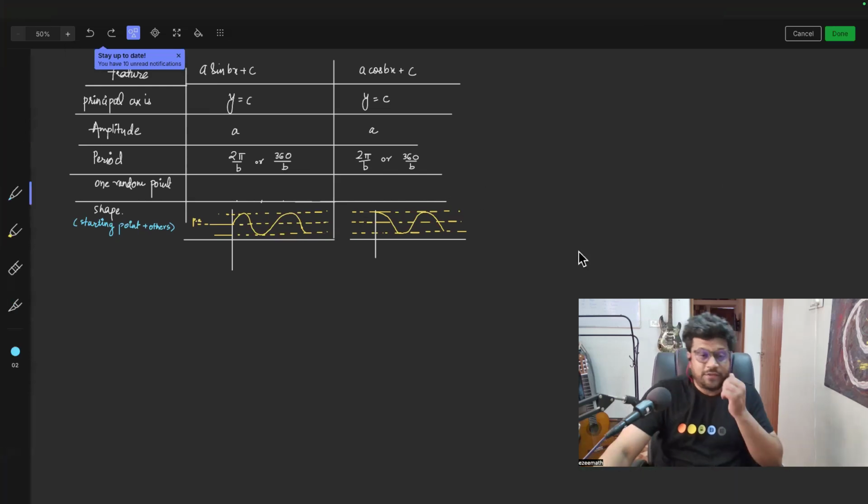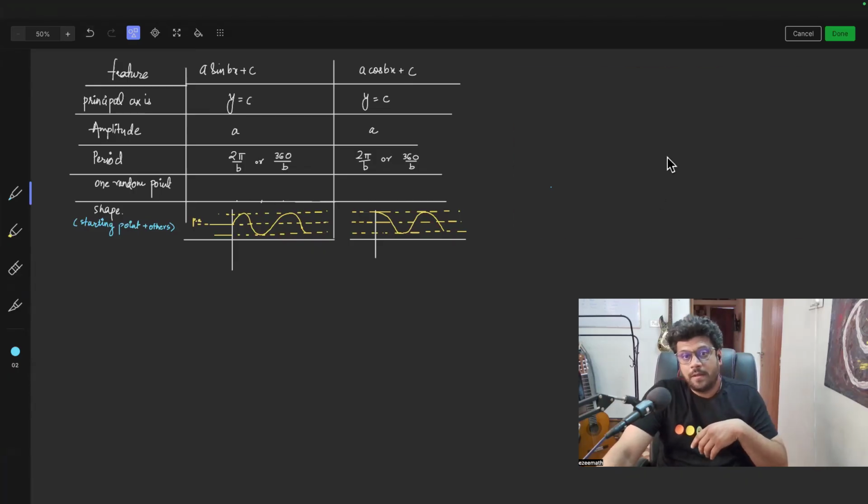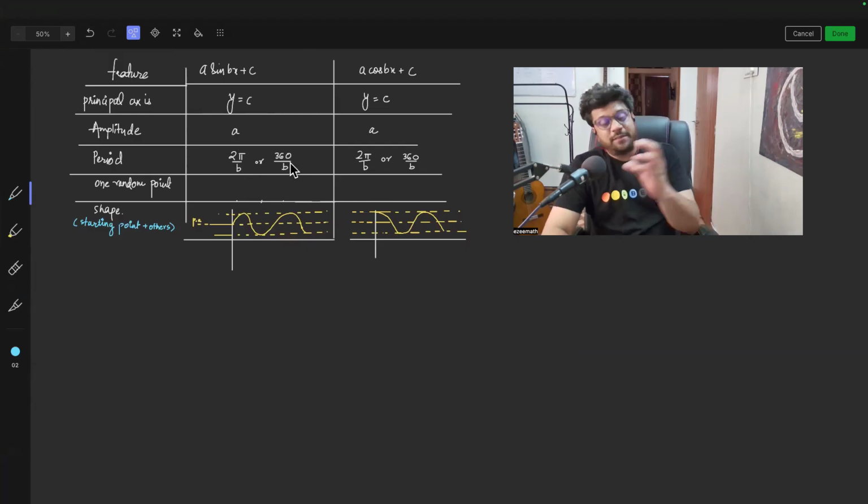So whenever it comes to sketching of sine curves, I know that the principal axis is going to be at y equal to c, the amplitude is going to be equal to a, and the period is going to be 2 pi by b. Or if the measurements are in degrees, the period is going to be 360 divided by b.